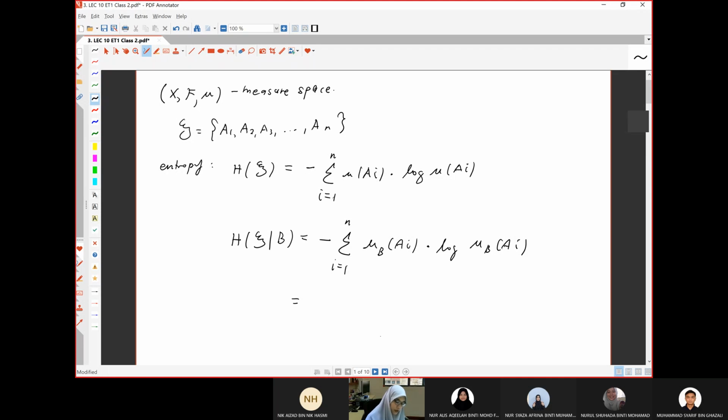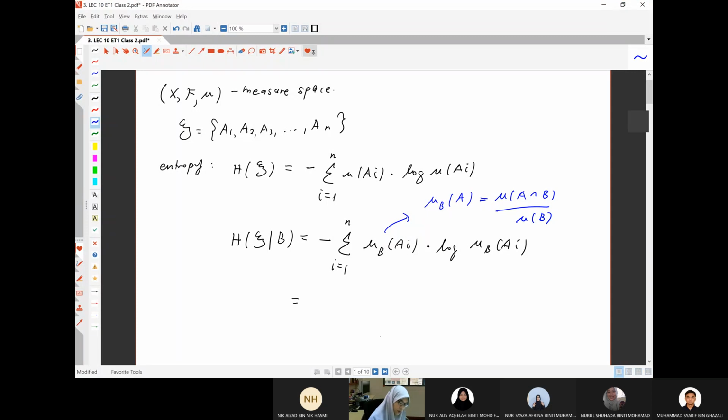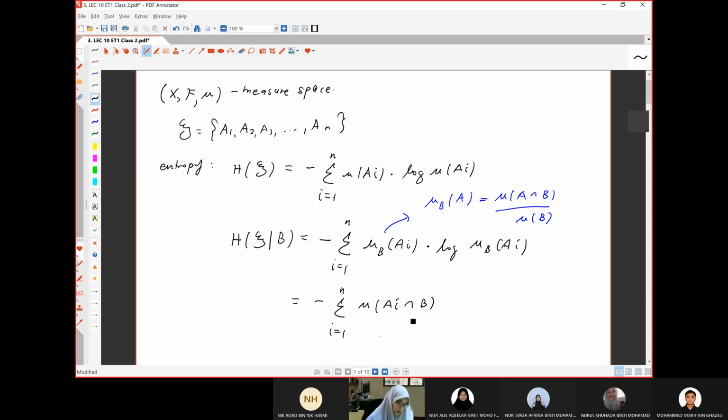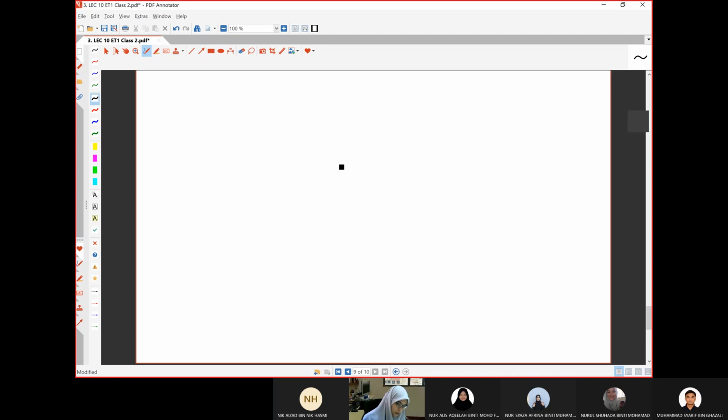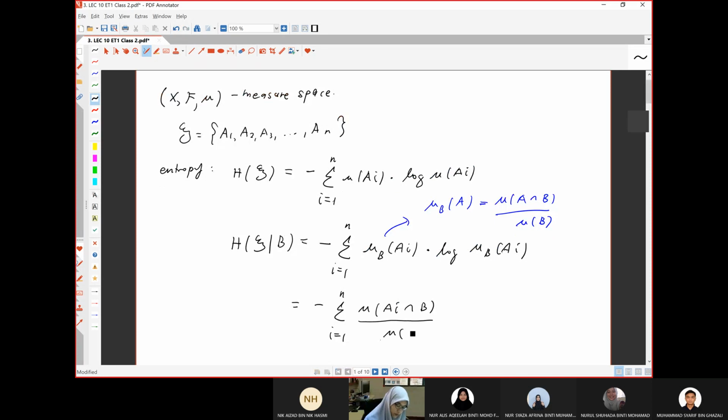And by substituting the definition of this measure, we have measure of B of A is equal to measure of A intersect B over measure of B. So we substitute in our formula, then you have minus sum of mu of A i intersect B over mu B, log of mu of A i intersect B over mu B. So this is the second formula for the conditional entropy.